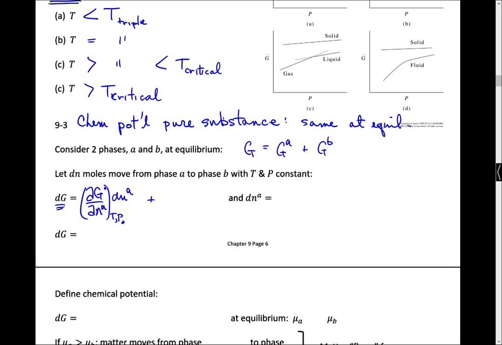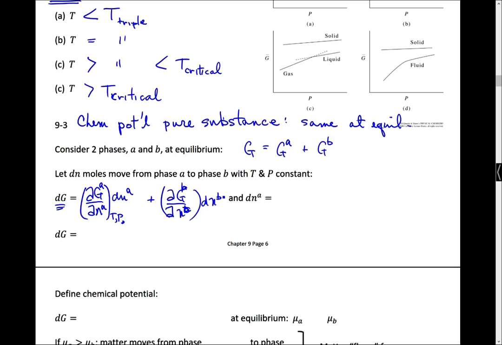Let me just say, I'm trying very hard to be consistent with the labeling in the textbook. I will say that they flip things around a lot, and it's hard. But yes, you are correct. And then for phase B, the change in the Gibbs energy for phase B is going to be given by the change in the number of moles in phase B times dNB.